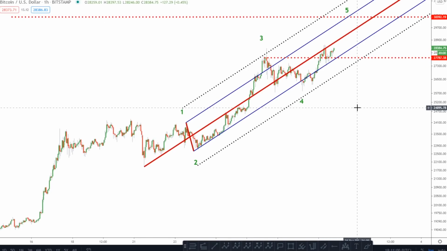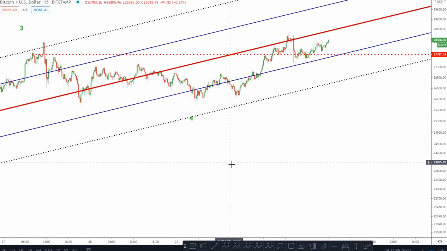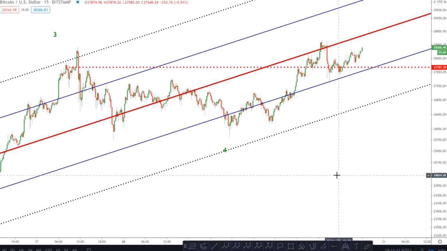With that said, I just want to zoom in a little bit on the 15-minute now, and we can just break down this count on the lower time frames also. So I had this as a corrective move coming down.